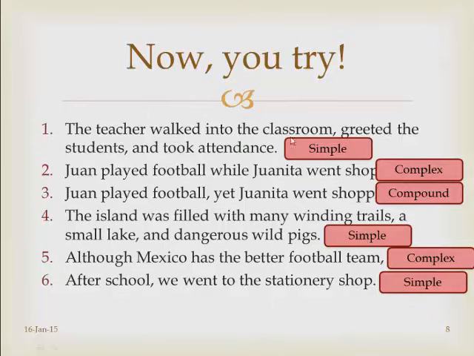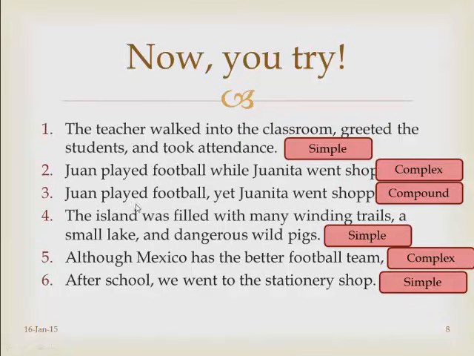So the first one is a simple sentence. Why? You have the subject, the teacher, walked into the classroom, greeted the students, and took attendance. So you have more than one verb here, but it's a compound verb. You still have the same subject for the same verbs. So this is actually one simple sentence, although it looks pretty long, right? The second sentence, Juan played football while Juanita went shopping. Juan played football, one independent clause, while Juanita went shopping is a dependent clause because while is a subordinator, not a coordinator. So this is a complex sentence.